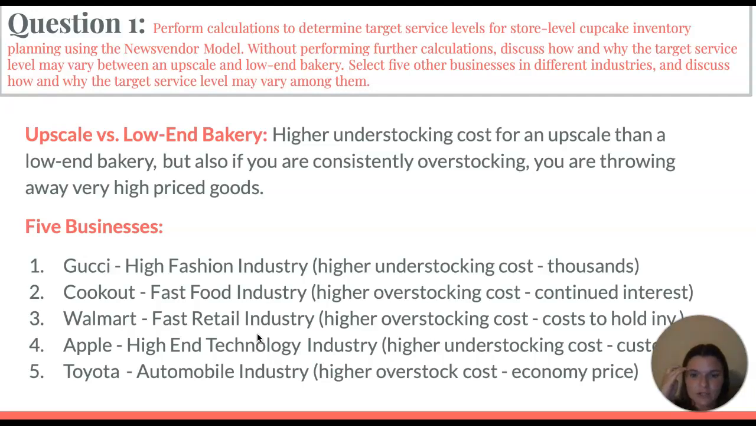Apple, high-end technology industry, I would say a higher understocking cost because if someone comes in wanting an iPhone and they don't have it, it calls for an upset customer, which Apple doesn't want. Especially when iPhones first drop, they're super popular and everybody wants them. So you need to have them on hand. For Toyota, which is the automobile industry, they have a higher overstock cost. Even though it seems like they don't have as many as they did during COVID, the economy has shifted. Not no one, but most people don't want to pay $80,000 for a Toyota Camry. So that's a little bit there.